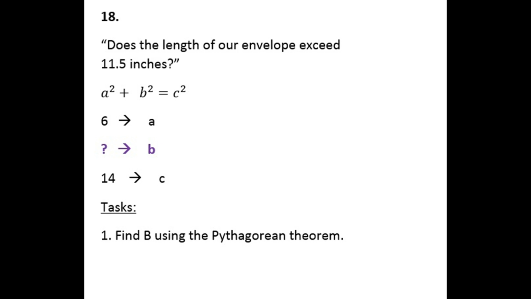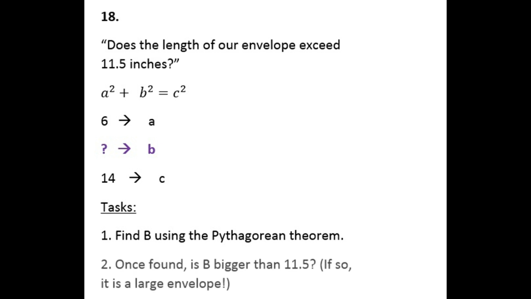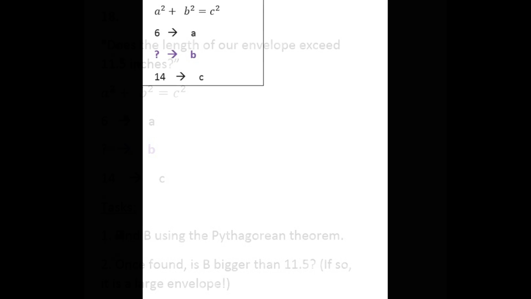Now here are our two tasks with this word problem. Find B using the Pythagorean theorem. All right, we can do that. And then once we find it, is B bigger than 11.5 inches? And if so, it's a large envelope. So we have what we already know. We know what we're trying to find out. Let's go ahead and solve this problem.